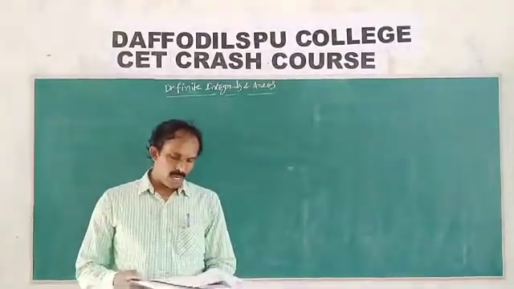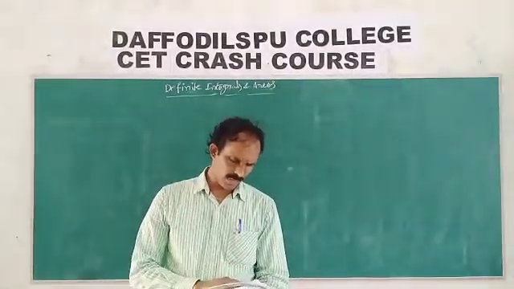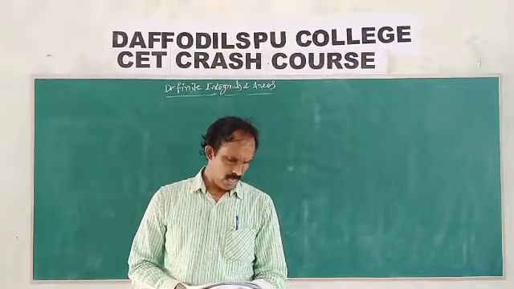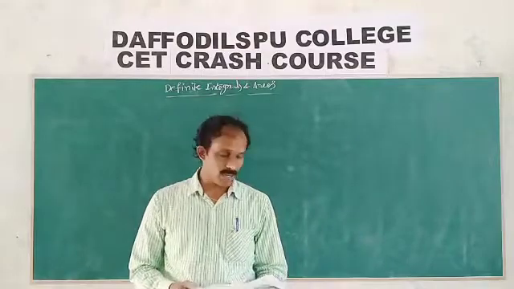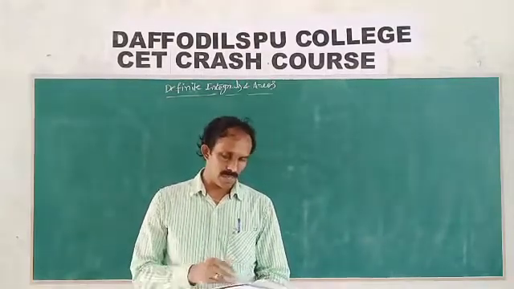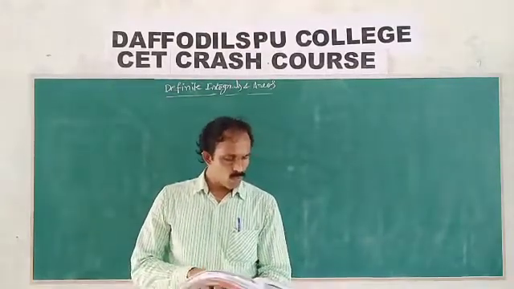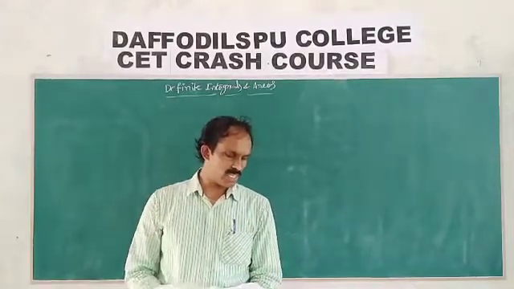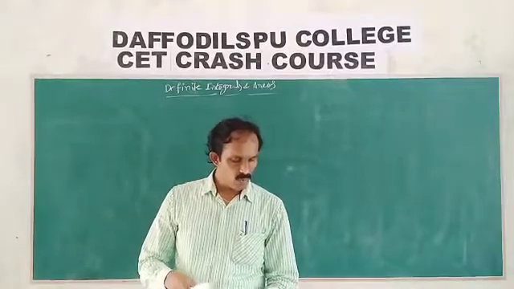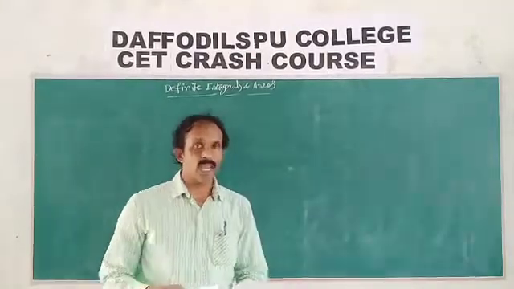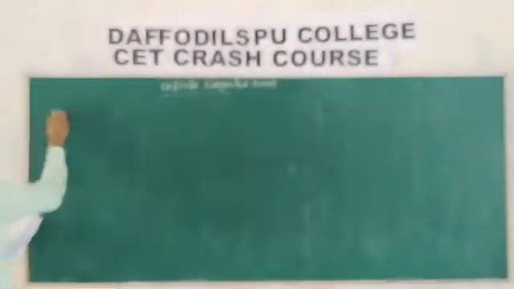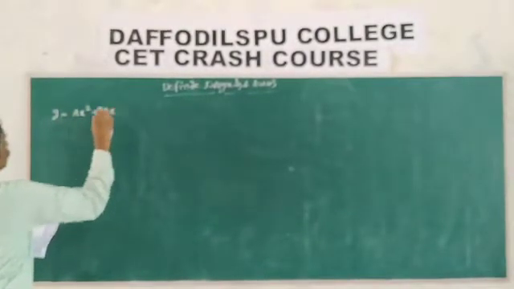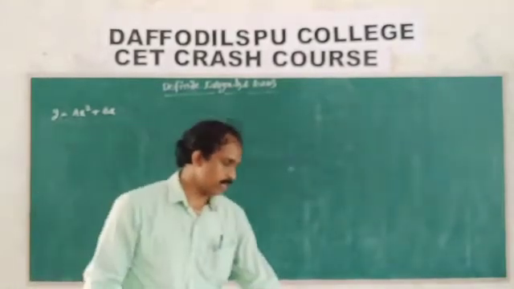Okay, 20th chapter, and the synopsis I will read from your textbook or from this material. First problem: by eliminating the arbitrary constants A and B from y is equal to ax square plus bx.